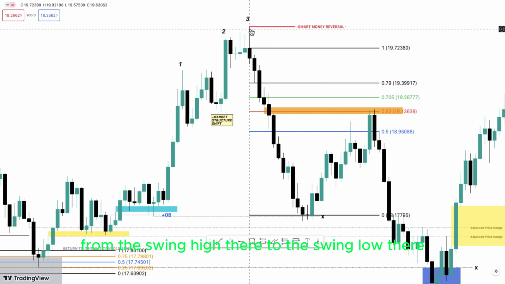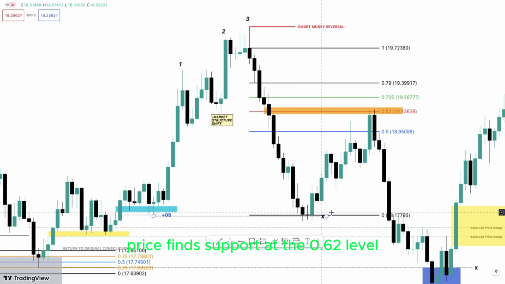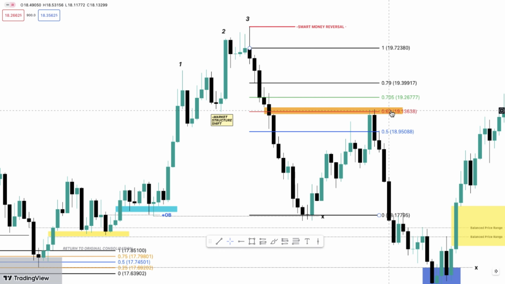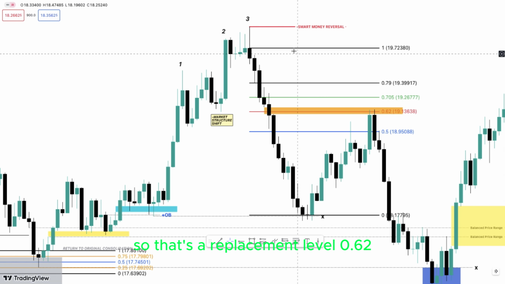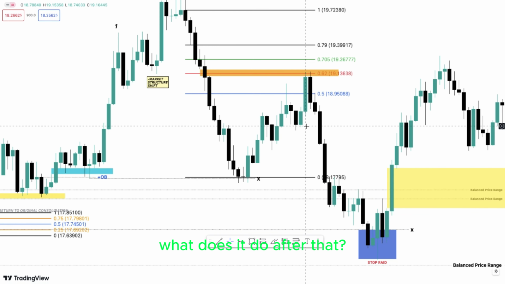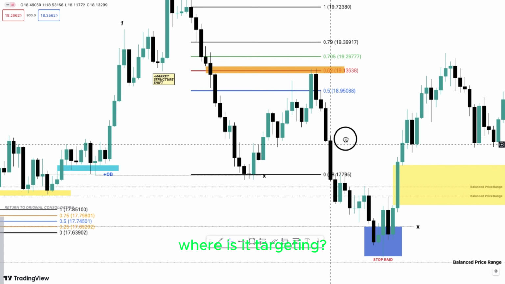From the swing high there to the swing low there, price finds support at the 62. Can you see that? So that's a retracement level, 62. What does it do after that? It breaks lower. Where is it targeting?